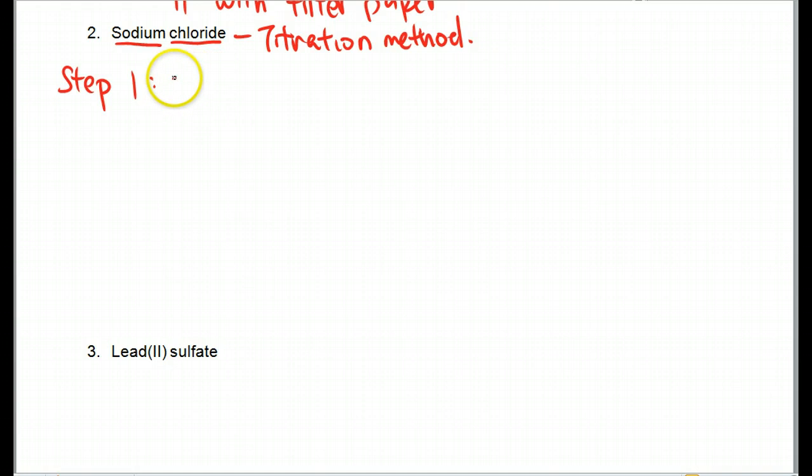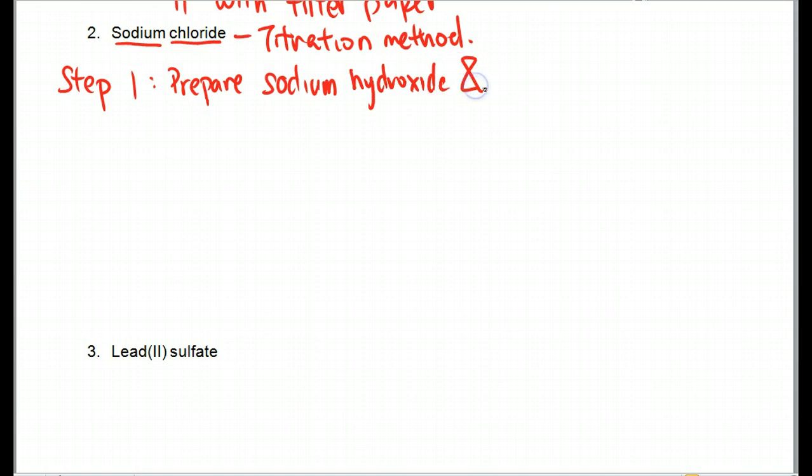So step 1 is to prepare, in this case sodium. How to make an alkali? You put in a hydroxide at the back. So sodium hydroxide, and chloride will be hydrochloric acid. Okay, so step 1, prepare sodium hydroxide and hydrochloric acid.